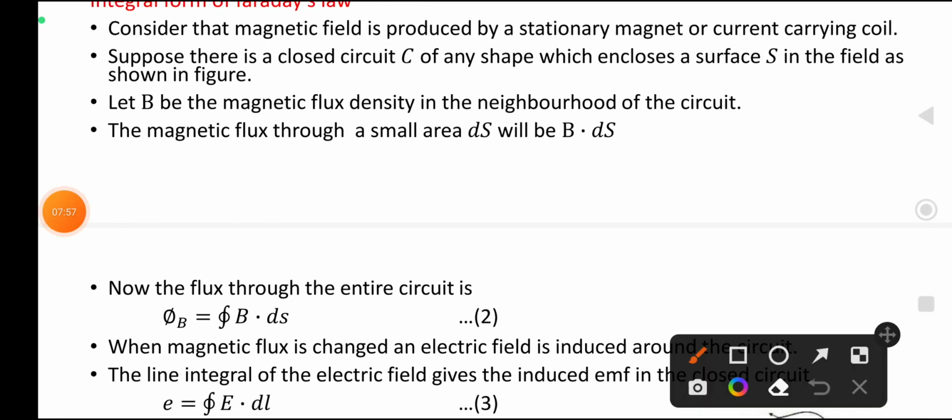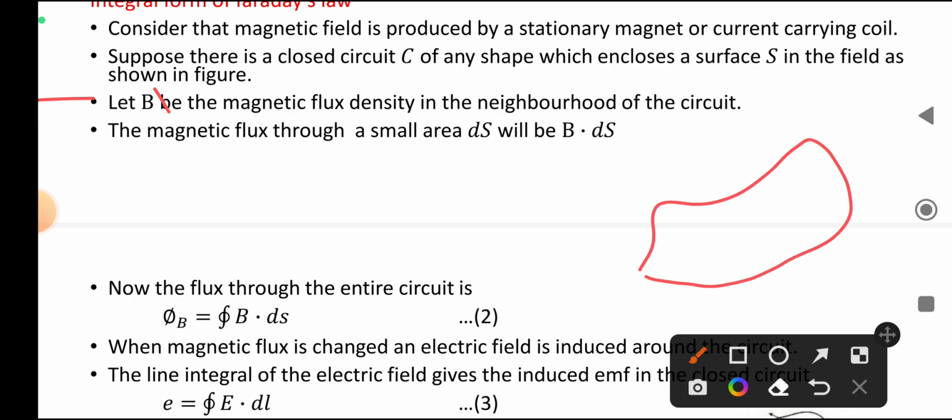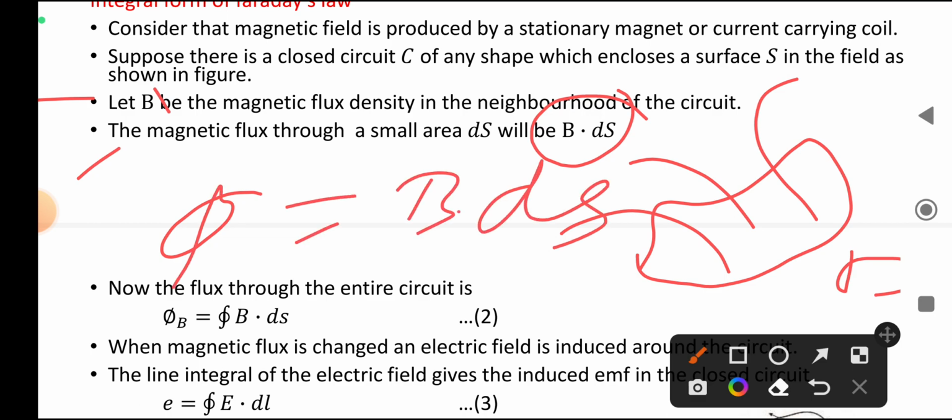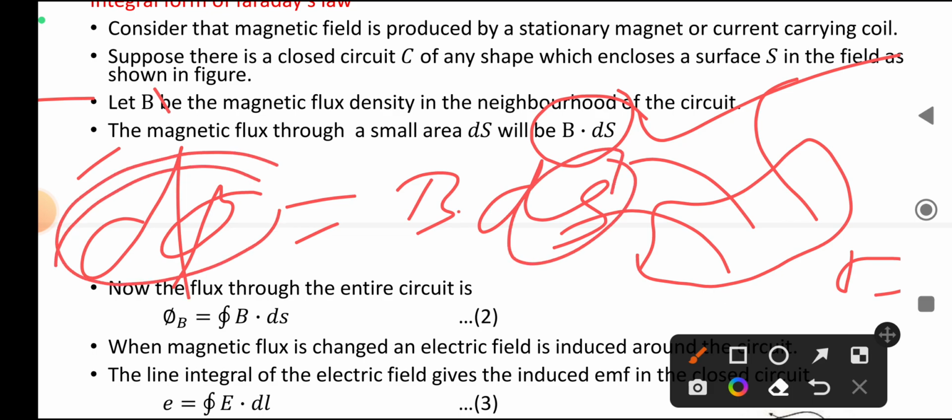Okay, let B be the magnetic flux density in the neighborhood of the circuit. Just now I have shown a diagram, and beside it there is a magnetic field coming outside like this. The magnetic flux through a small area ds will be B dot ds. Why is it so? The general magnetic flux formula is B dot ds, so that is why it is written. For the small area only, a small flux is present.